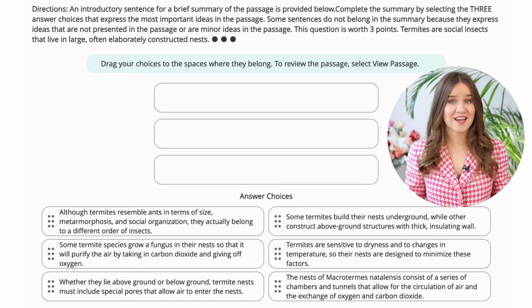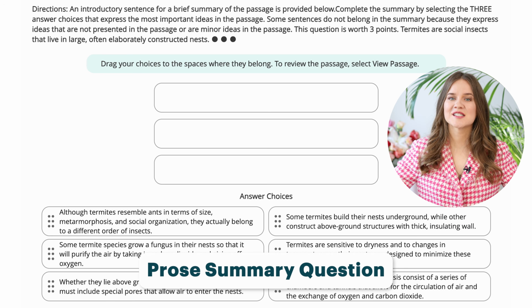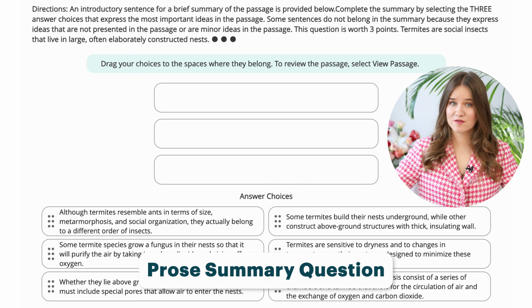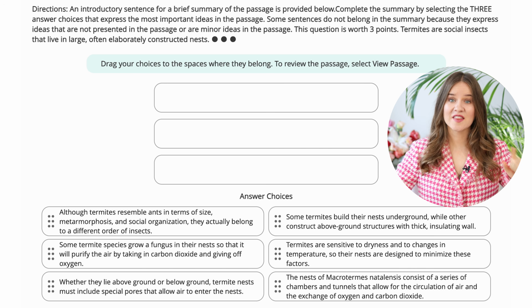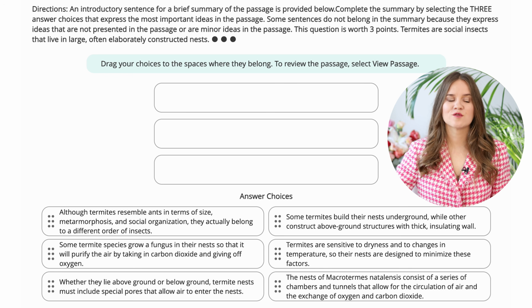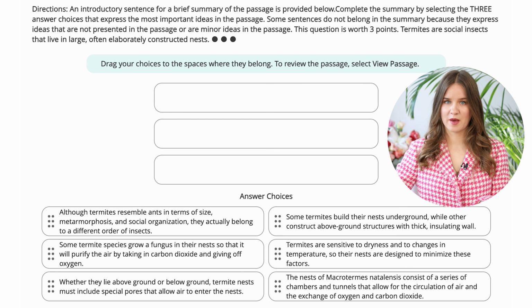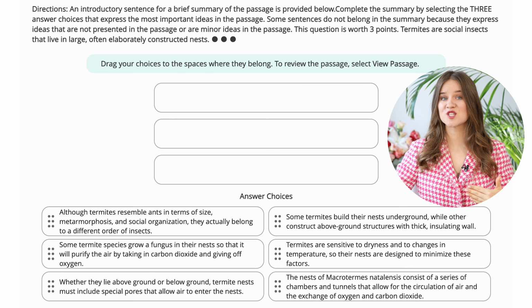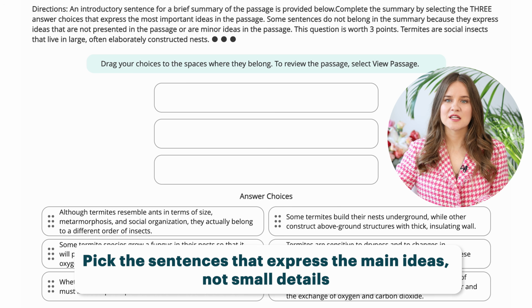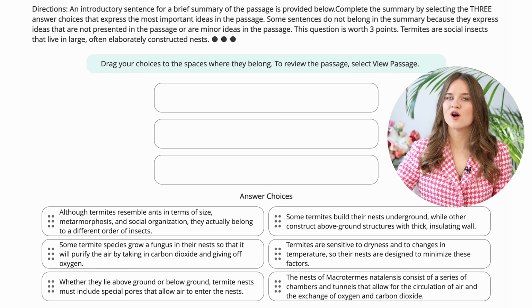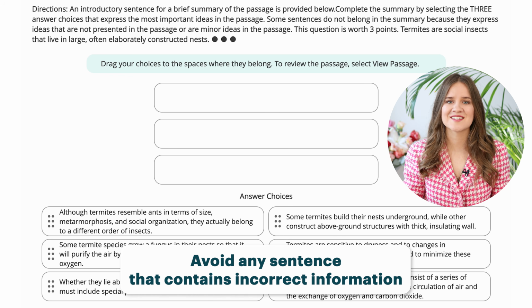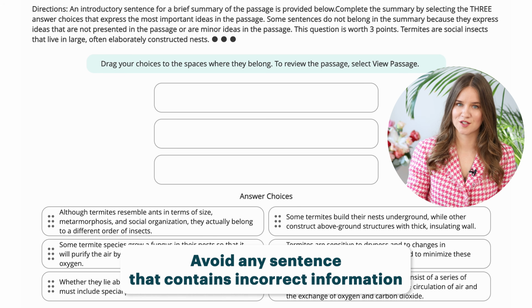Finally, question 10, the prose summary question, one of the most challenging question types in the TOEFL reading section. In this task, you need to choose 3 correct ideas out of 6 to form a strong summary of the passage. To answer this question, you should pick the sentences that express the main ideas, not small details. Also, make sure to avoid any sentence that contains incorrect information.